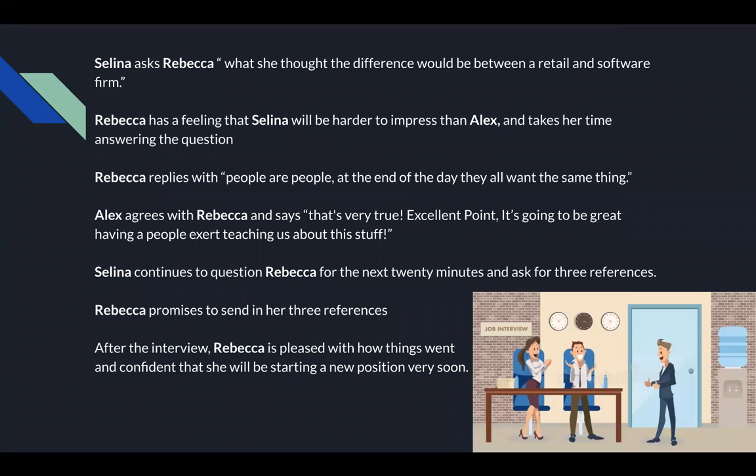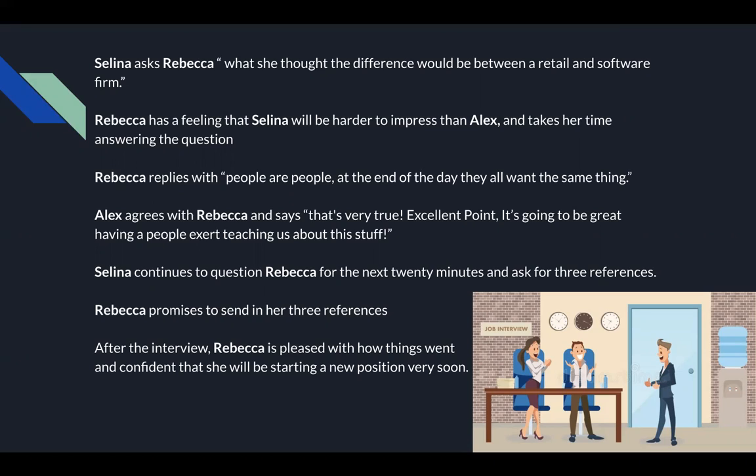Rebecca mulled over the question. She had a feeling Selena would be harder to impress than Alex. Finally, Rebecca replies, "I'm sure there will be differences, but people are people. At the end of the day, they really all want the same thing." Alex smiles and nods. He says, "That's very true. Excellent point, Rebecca. It's going to be great to have a real people expert teaching us about this stuff."